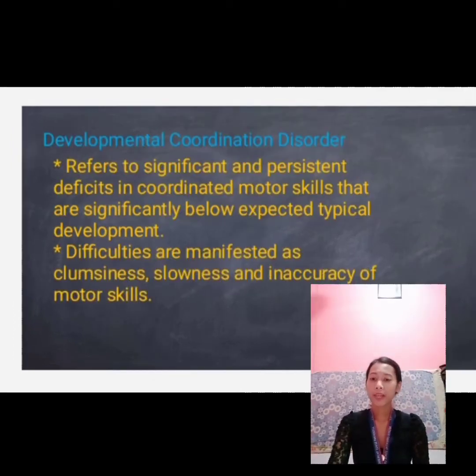First, developmental coordination disorder refers to significant and persistent deficits in coordinated motor skills that are significantly below expected typical development. Difficulties are manifested as clumsiness, slowness, and inaccuracy of motor skills. These deficits can impact a child's academic performance and other daily activities. Children with disabilities like this can often bump into obstacles, they can be messy eating, and they have difficulties in using pencil and scissors.